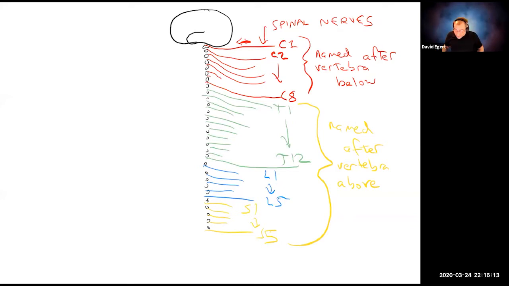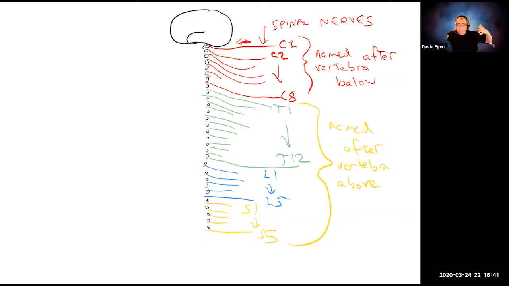So I don't know why. This is another one of these things where I feel like I should apologize to you guys that whoever came up with this system made it confusing, but that's the way it is. So this is how we name the different cervical spinal nerves, thoracic spinal nerves, lumbar spinal nerves, sacral spinal nerves.